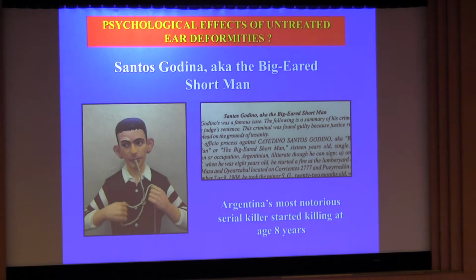And just for one more second, I couldn't help but do it. Just came back from Antarctica. We were down in Ushuaia, and they made a big deal about the prison they had, and the most famous of the killers that they had in the jail. His name was Santos Godino. He started killing at 8, and went by the name Big-Eared Short Man. And obviously, had a lot of stress early on in life. Actually tried to do an otoplasty on him once he was in prison, but it was kind of after the fact. He already killed 22 people. Hopefully not one of the doctors. Thank you.